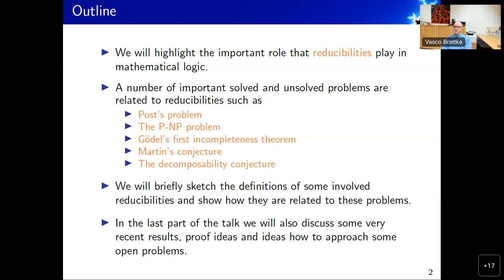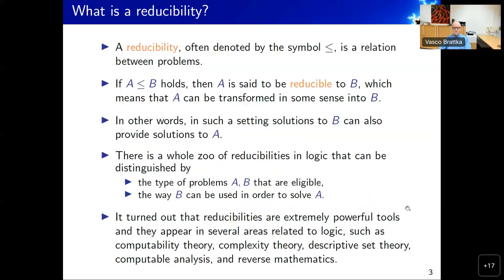Okay, so I will mostly speak about concepts, theorems, and in the end also some proof ideas, open problems, and some possible approaches to solve some of these problems.